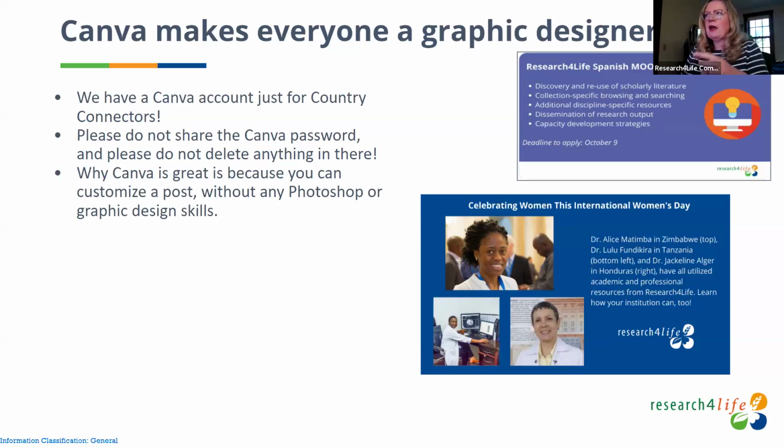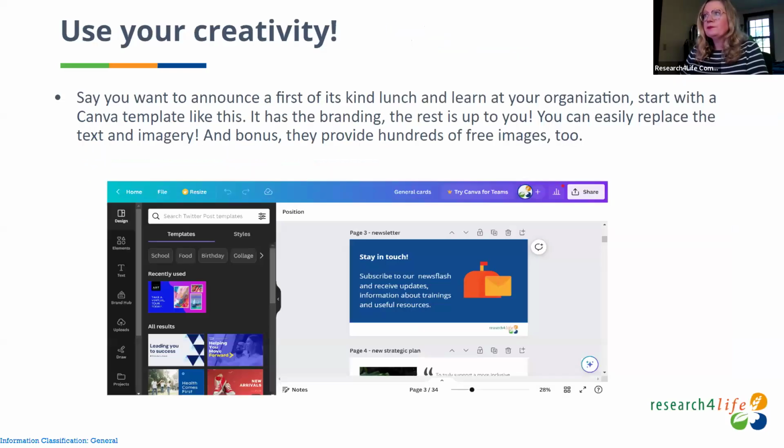So again, this Canva account has several pre-made templates in there. You could take this blue template on the bottom here, put your own text, put your own photo, and utilize that Research4Life logo in there. Now I'm going to jump right into Canva, and this is what it's going to look like when you open it up, okay? And you're going to see something called General Cards.